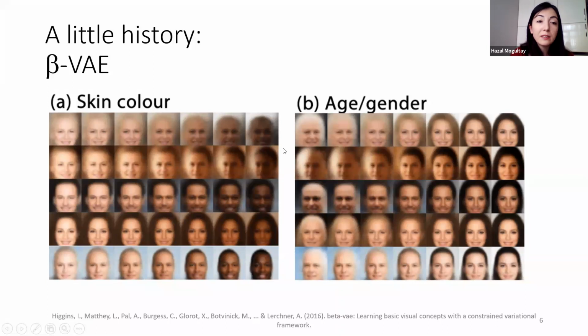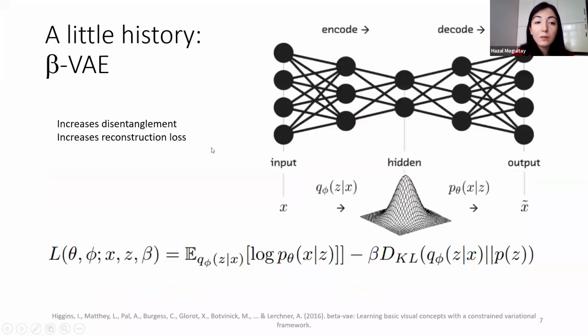So beta variational autoencoders were very good and they increased disentanglement. However, while doing so, they also increased reconstruction loss. But there are many different other models and other variations of variational autoencoder that have achieved disentanglement. I will not go into the details of those.